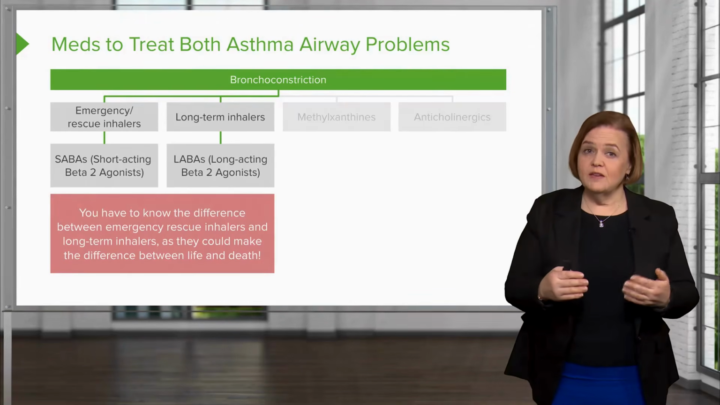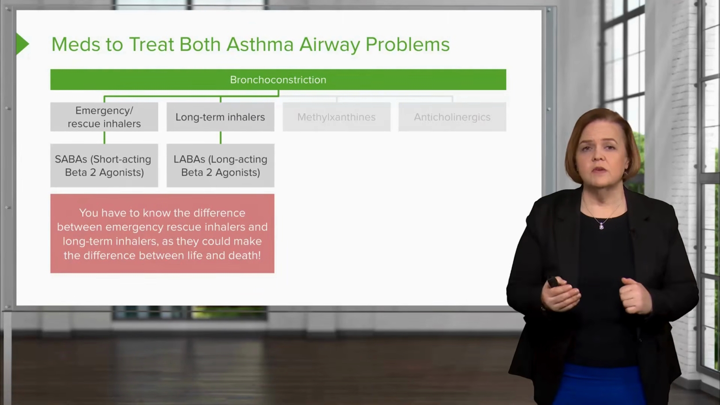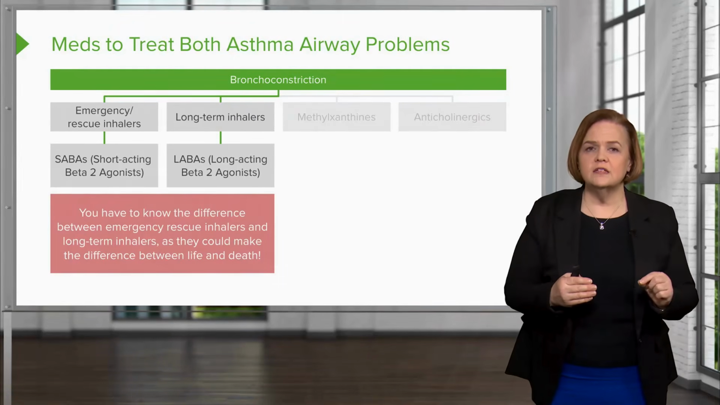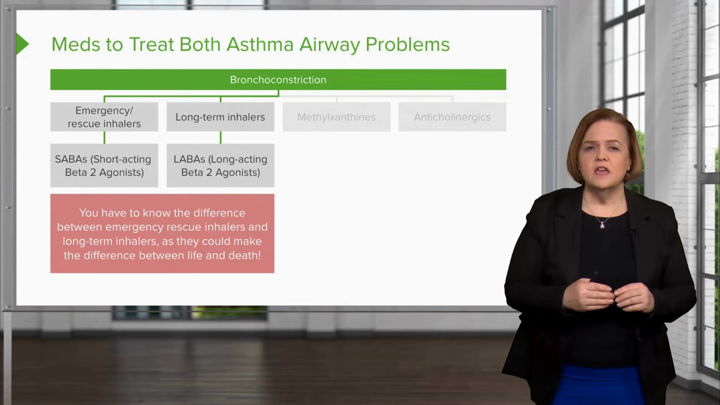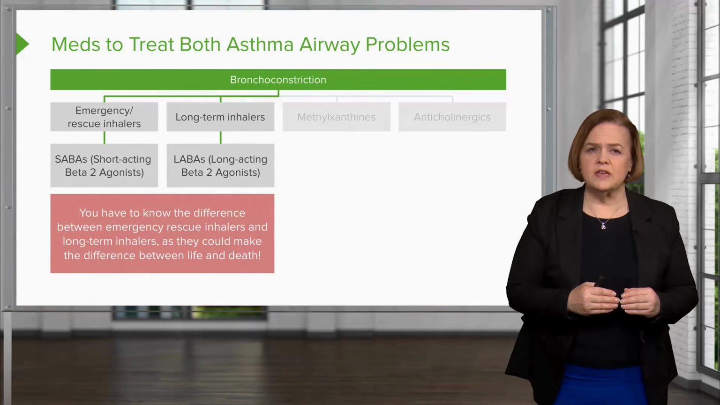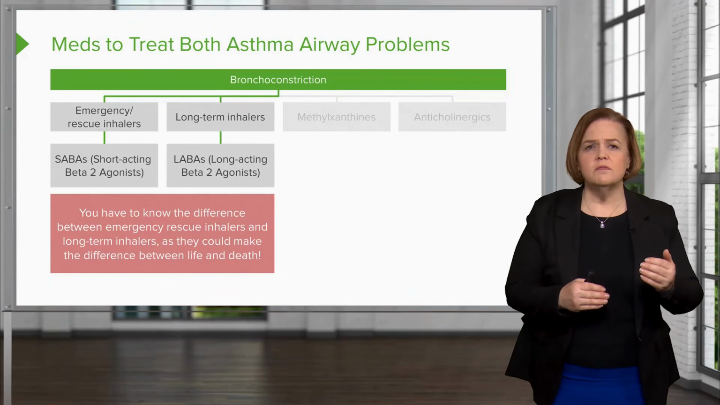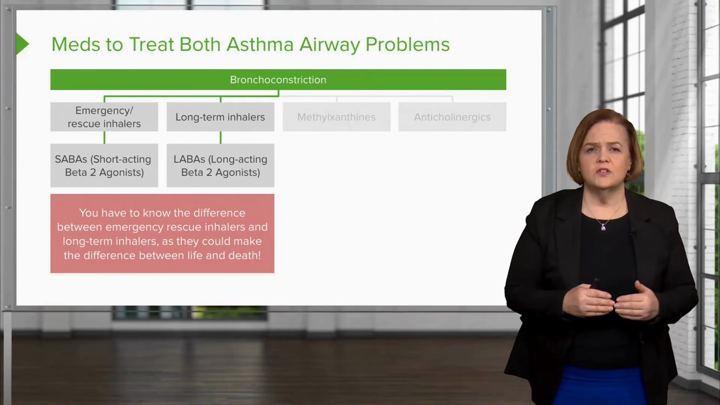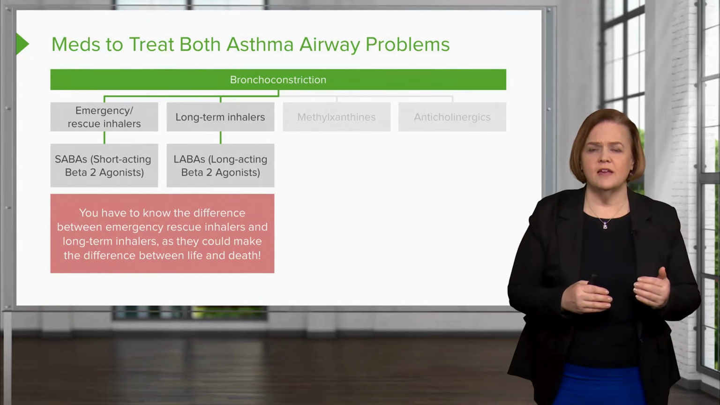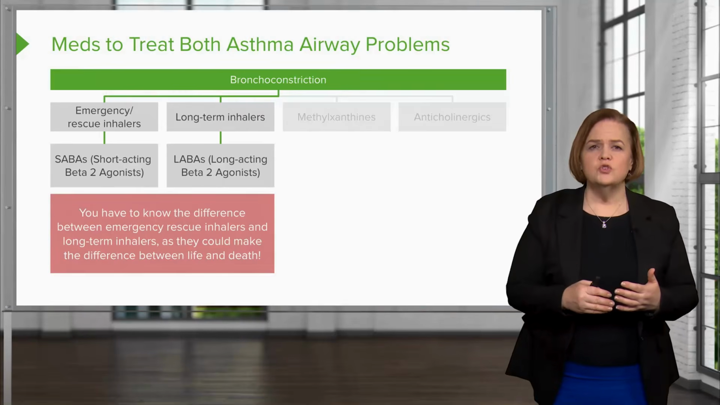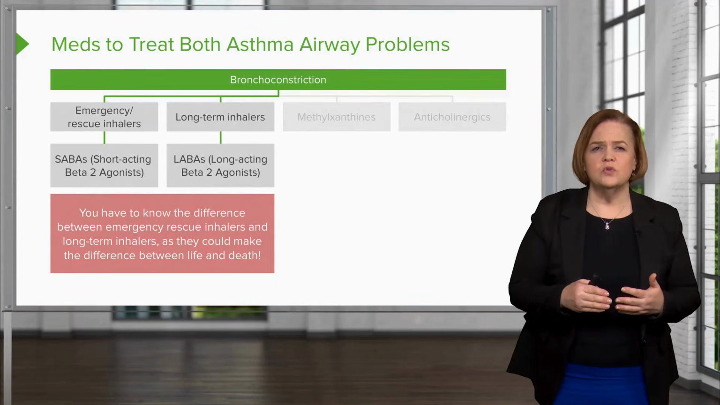Now, the reason we've named them emergency rescue and long-term, that's because they're short-acting or long-acting. Now, you see the letters there, SABA. Underline that. Under emergency rescue inhalers, underline SABA. That's just shorthand for saying short-acting beta-2 agonist.